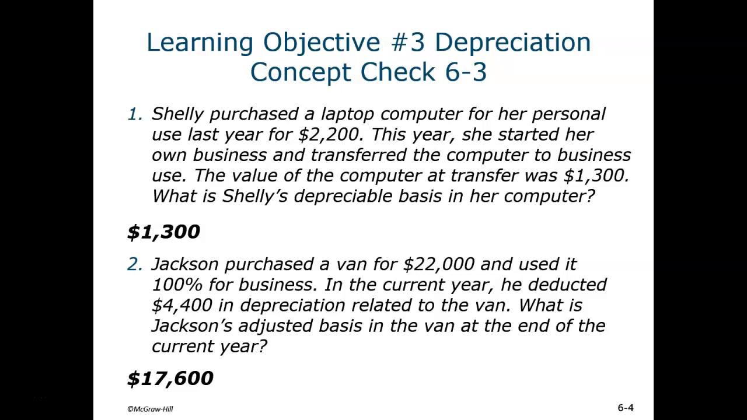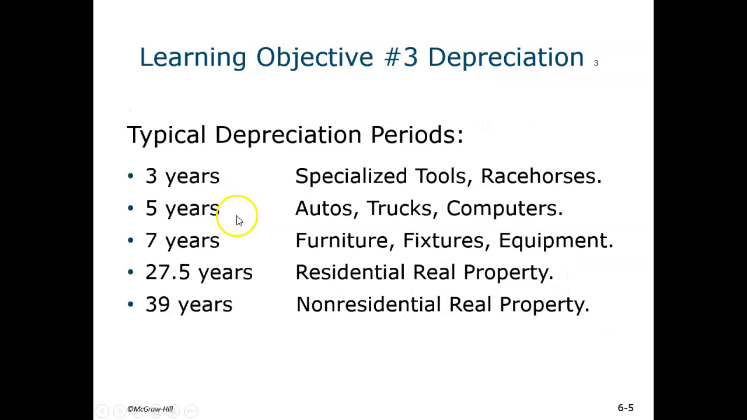Now, this is one of those exceptions, all right? We're not talking about the cost, but rather what is the value of the computer at the point that it was transferred? That is $1,300, which means that in terms of the business starting to take depreciation, it is this $1,300 that she's going to use.